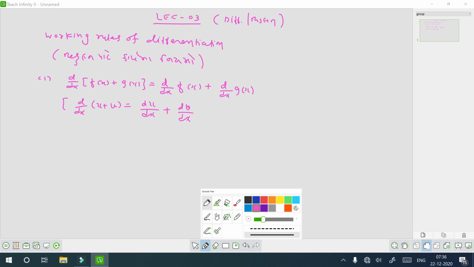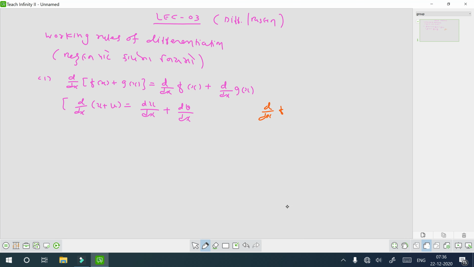Dear friends, we can prove it also. See here, d by dx of (f plus g) at x is equal to, you can use any definition, but I would like to use this one: limit h tends to 0, of (f plus g) at x plus h, minus (f plus g) at x, over h.